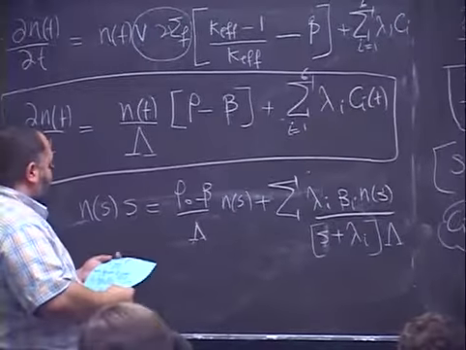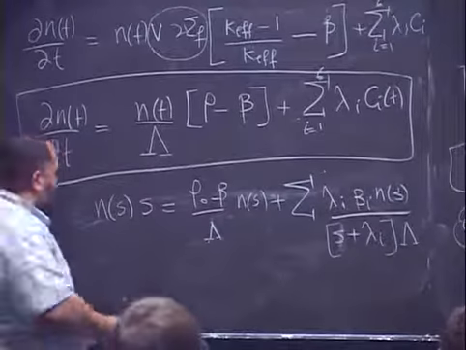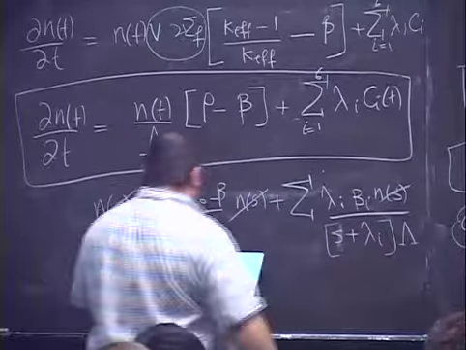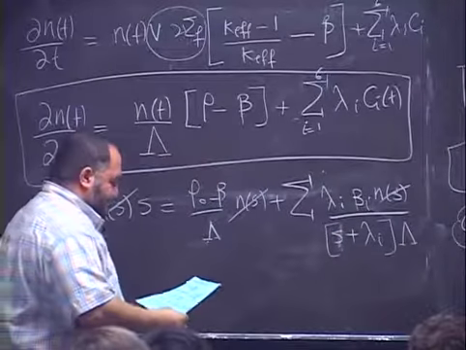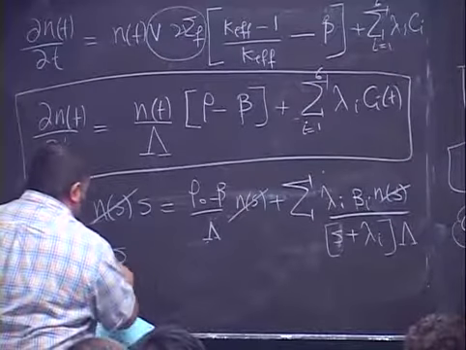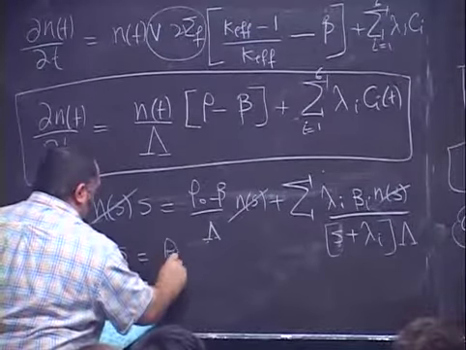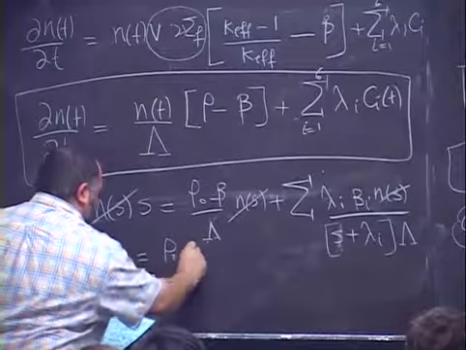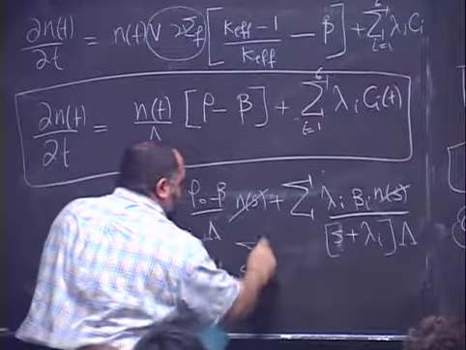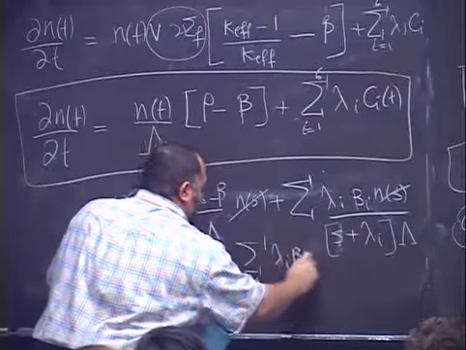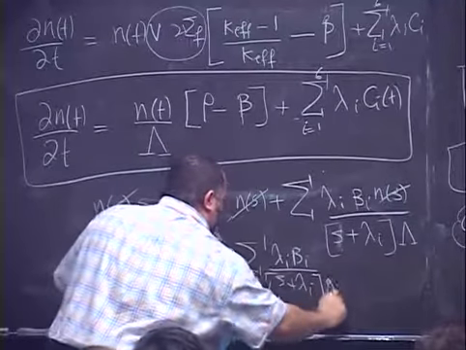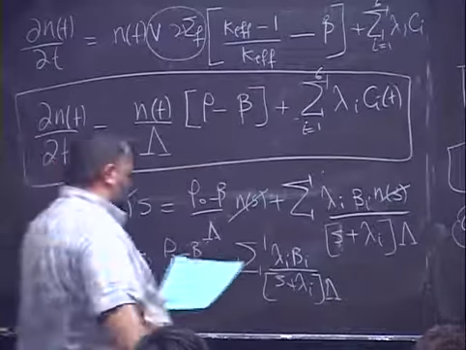Okay guys, now from here it's easy to eliminate what? N of s with n of s with n of s, and you will end up with what? S equal to rho naught minus beta divided by gamma, plus the summation of lambda I beta I divided by s plus lambda I, all multiplied by gamma.